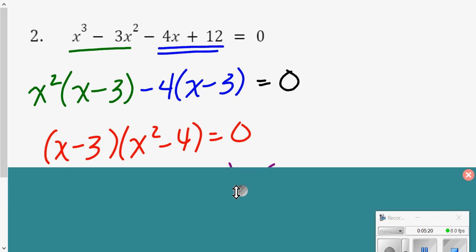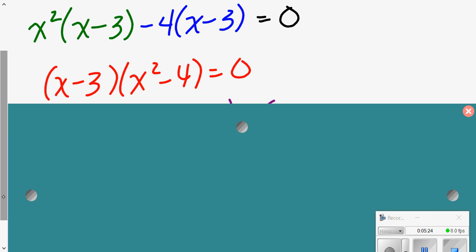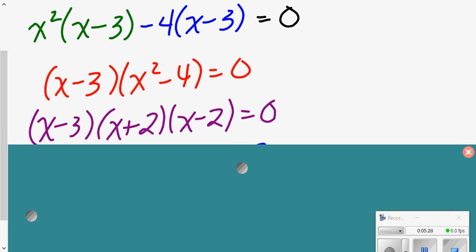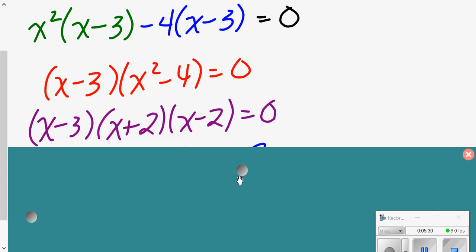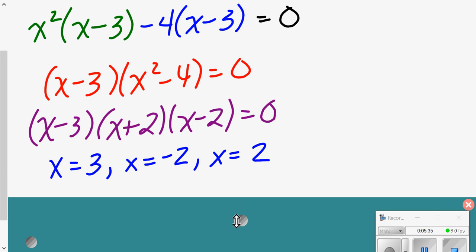Okay, we left off right here in our process. So I hope you factored the x squared minus 4 using difference of two squares. X plus 2 and x minus 2, either order is fine. And then set each factor equal to 0, and you should have found those three solutions.